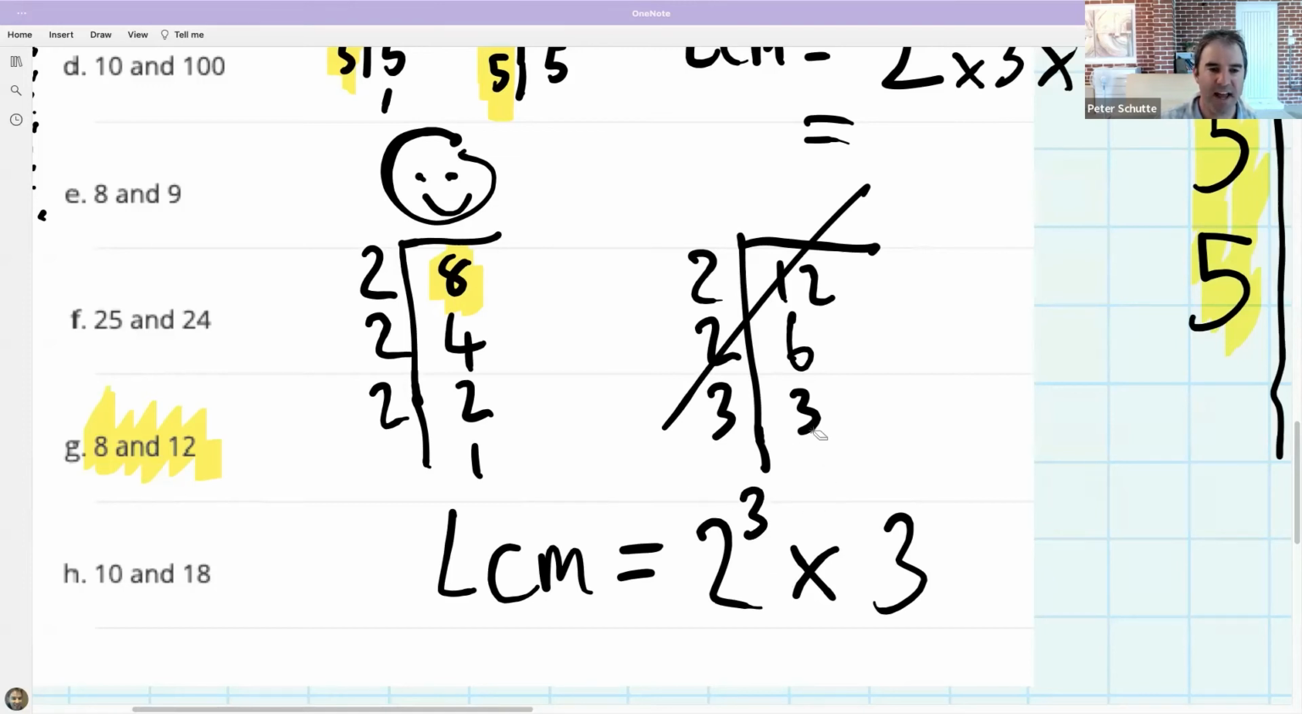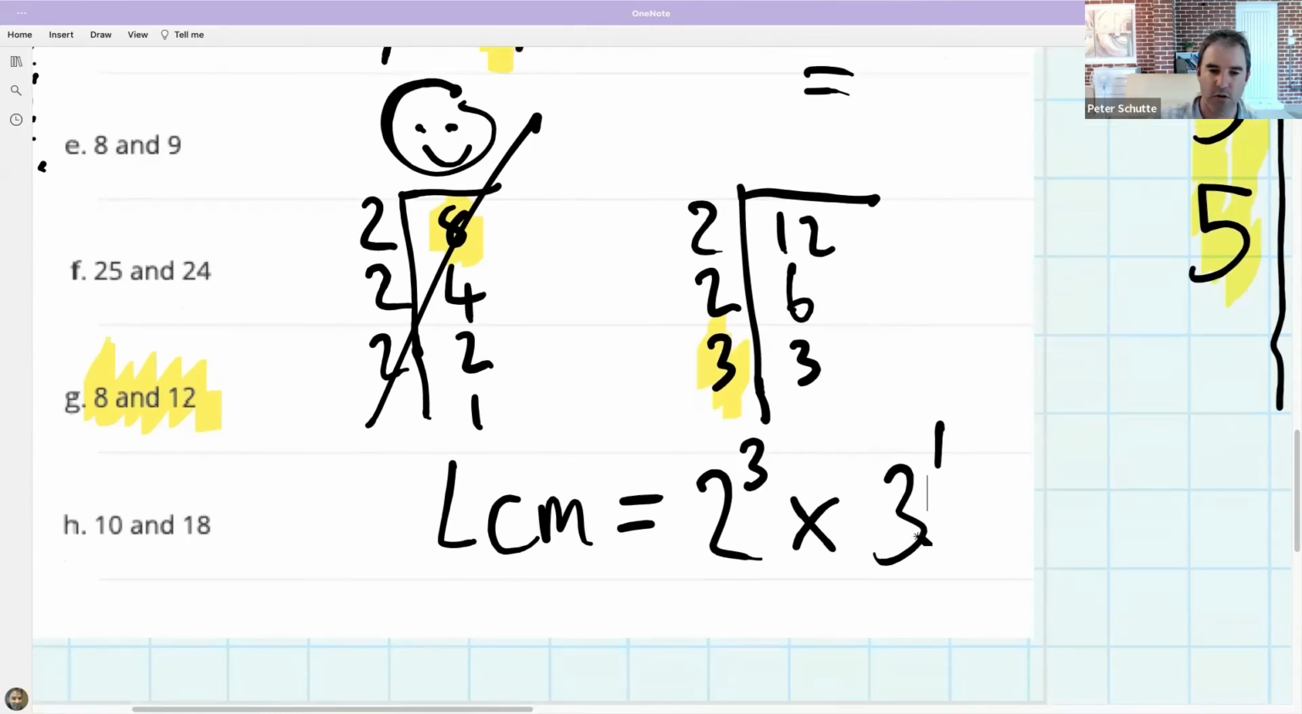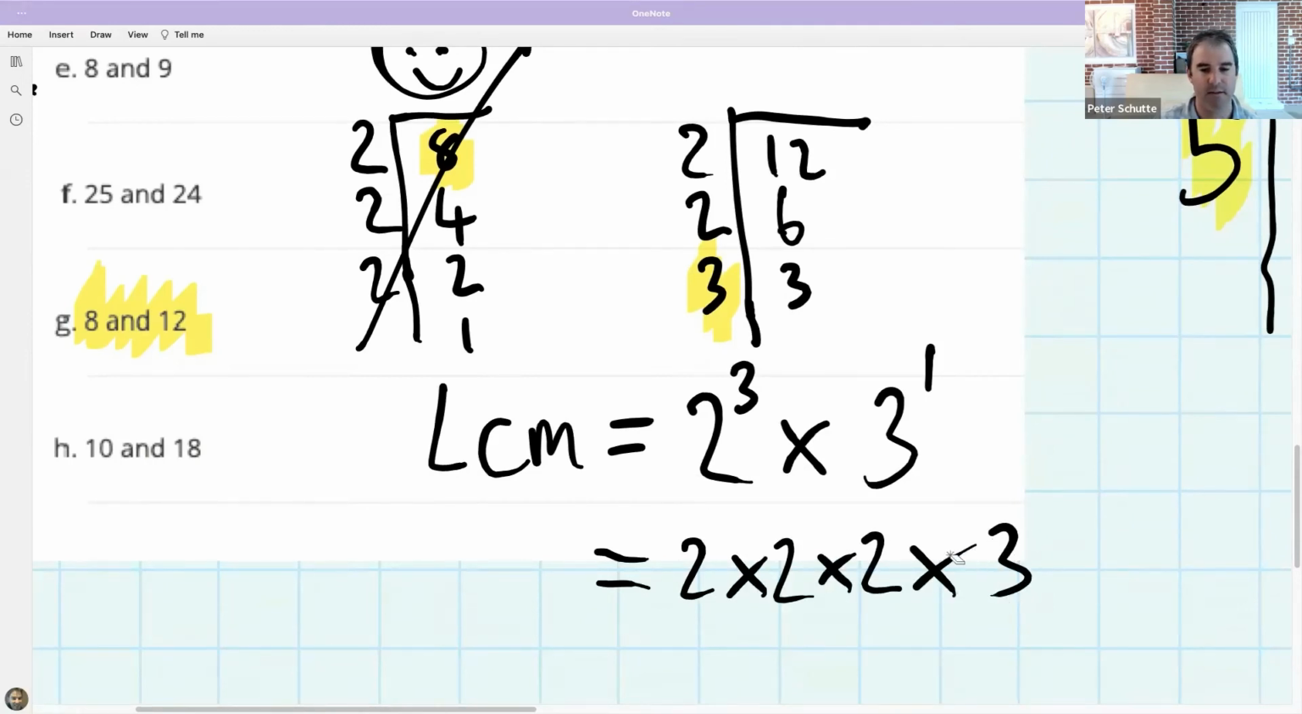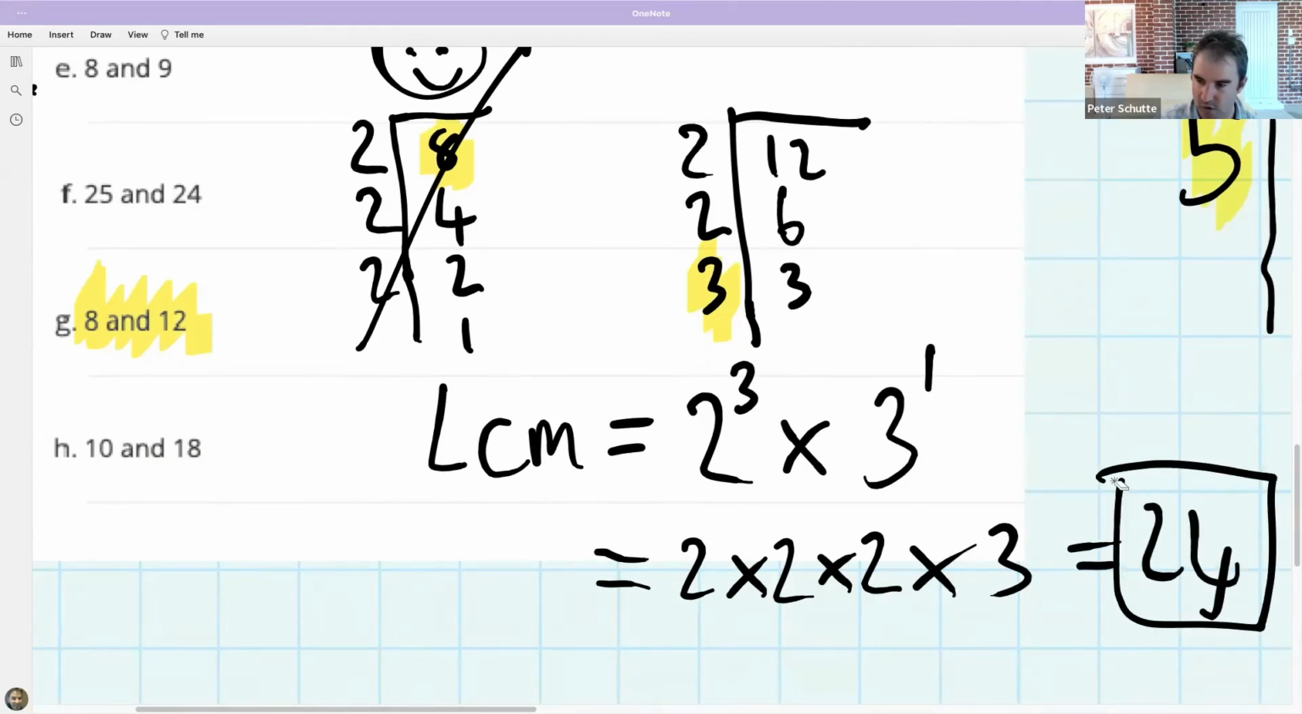Now, when I look at factors of 3, there are no 3s on this side, so I'm ignoring that. I'm only looking here, and there's only one 3 here. So I give it a power of 1. Now, if I look at this, this is my LCM. What is 2 to the power of 3 times 3 to the 1? It's the same as writing 2 times 2 times 2 times 3, which is 8 times 3, which is 24.